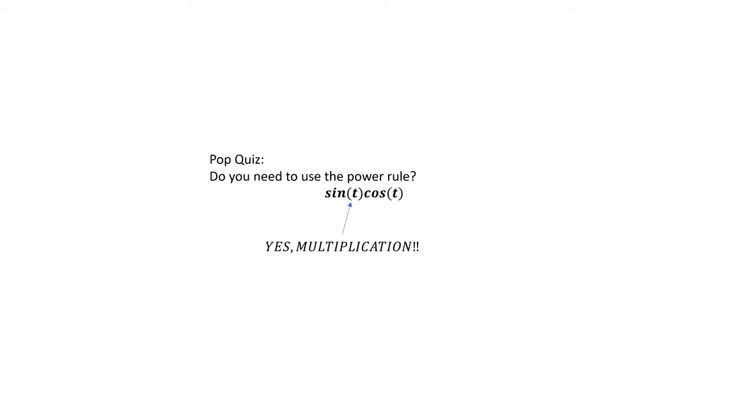How about this one here? This one? No, because it's not a multiplication, it's an addition. So you have a sine t plus a cos t, not multiplied. So that is the major difference there.